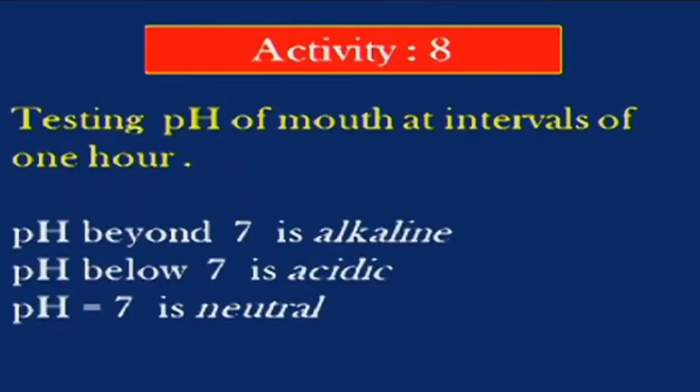Students, as you already know, the pH value equal to 7 is neutral, pH value below 7 is acidic, pH value beyond 7 is alkaline. You can do this activity after consuming food. After thorough mastication, the food becomes bolus, and during the process of swallowing, the bolus enters into the esophagus through the pharynx. Now, what happens to this bolus? Let us see by doing an activity.